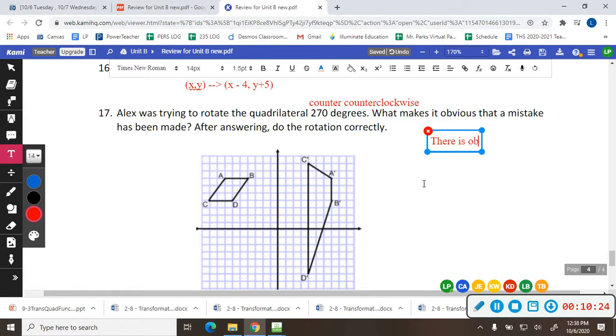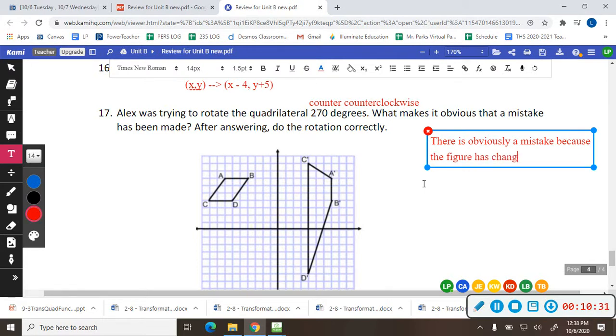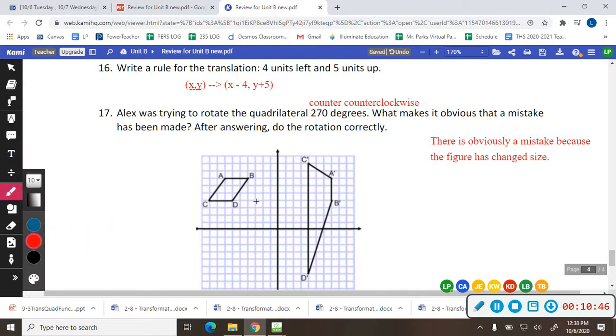There is obviously a mistake because the figure has changed size. And then they ask us, go ahead and do the rotation correctly. Okay, so I see that A, and I'm going 270 degrees, that would be the same thing as 90 degrees that way. So this shape is going to end up over here. And so if I start at B, that's 1, 2, 3, 4, 1, 2, 3, 4, 5, 6, 7. So (-4, -7), if it ends up over here, would be (7, -4).